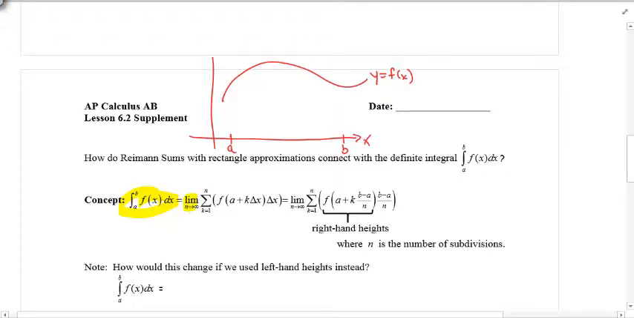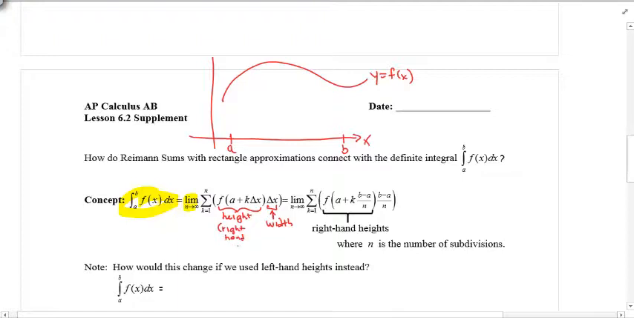And I'm asking you to take the limit as n approaches infinity. So once again, let's make the number of rectangles be as big as we can. And I want you to find the sum of all those rectangles, where this represents the height and delta x represents the width. And more particularly, the height here is the right-hand height.